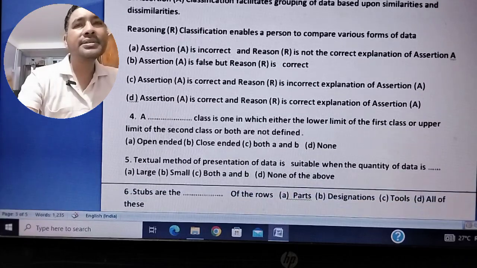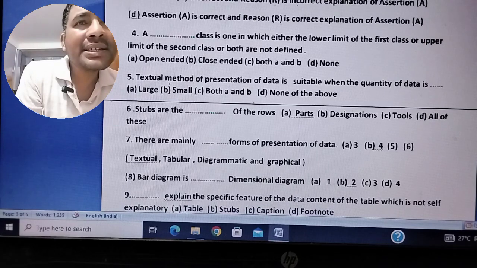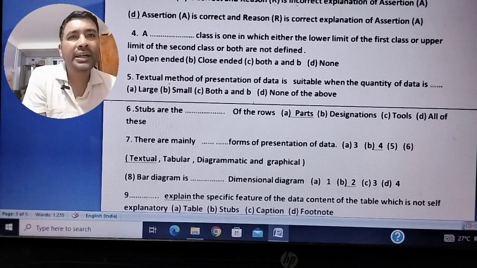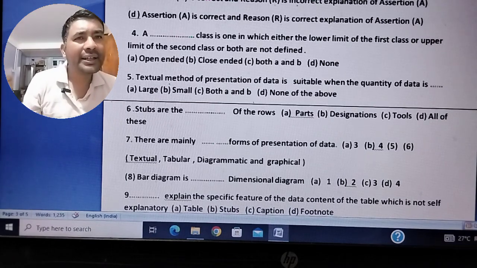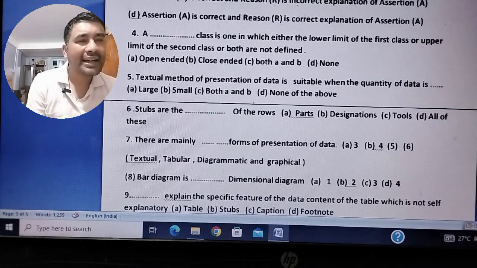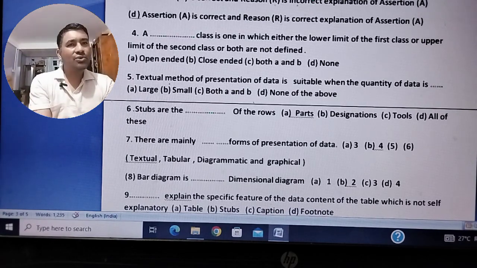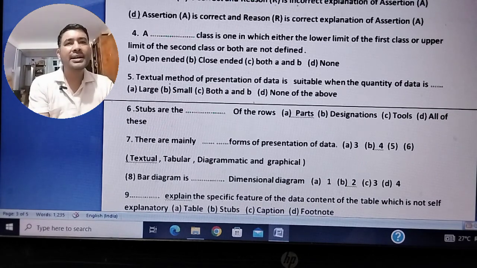Let's move to question number 4. A dash class is one in which either the lower limit of the first class or the upper limit of the last class or both are not defined. Open-ended, close-ended, both A and B, and none. In close-ended, definitely the limits would be defined. So in case of open-ended, either the lower limit or the upper limit or both may be undefined.